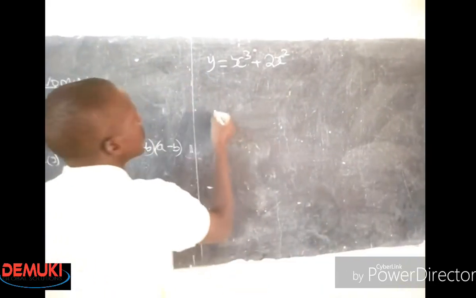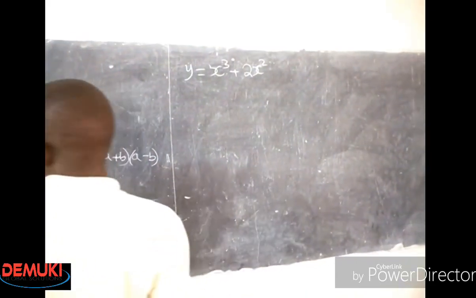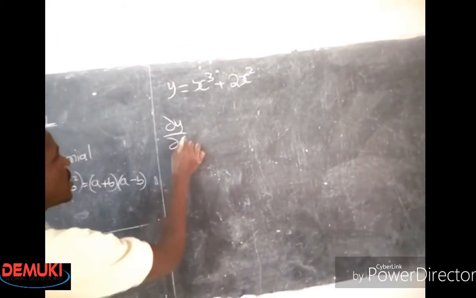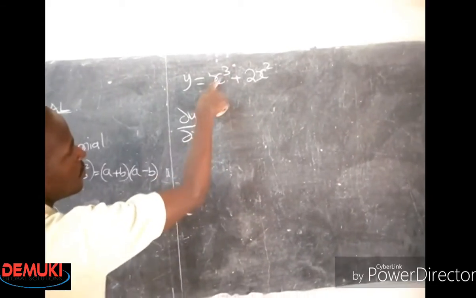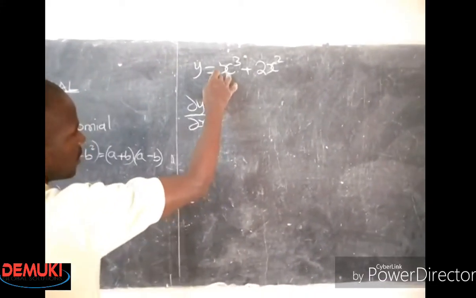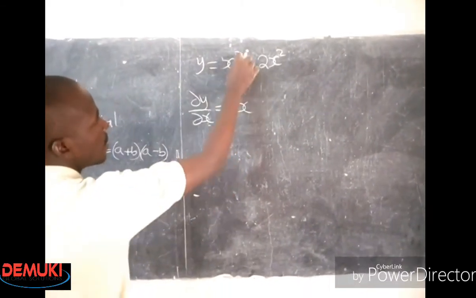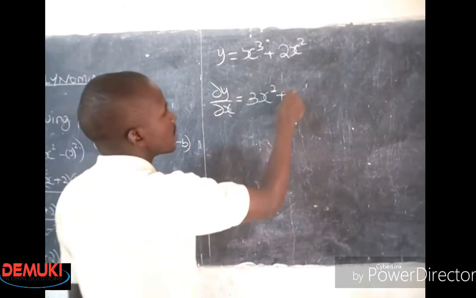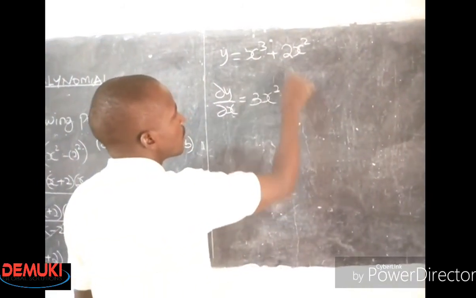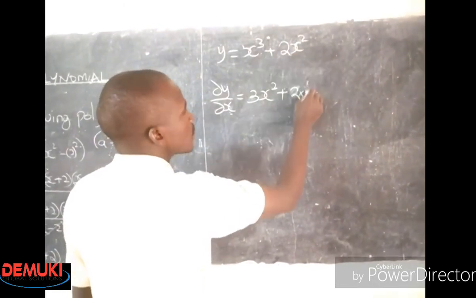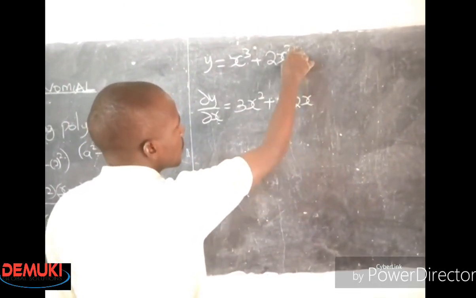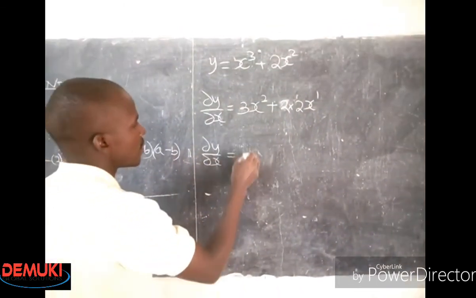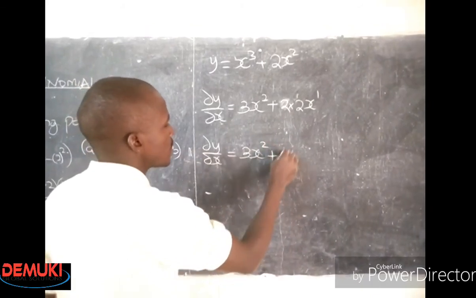It's correct. So now I've simplified my expression. This expression simplified becomes this one. So now I can differentiate. dy/dx shall be, here I have x cubed, so I bring 3 down, 3x, the power 3 becomes power 2. Differentiation. Then plus 2x squared, bring down 2 times 2, then x, it was power 2, it becomes power 1. So finally my dy/dx, my derivative, is 3x squared plus 4x.